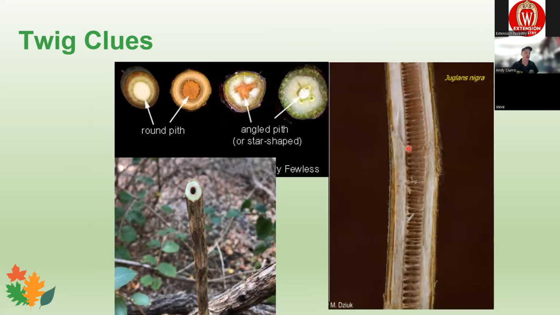Also, here's a black walnut branch that's sheared lengthwise, and this has what's called the chambered pith, so you can use that too for black walnut. That's kind of interesting to look at, at least.